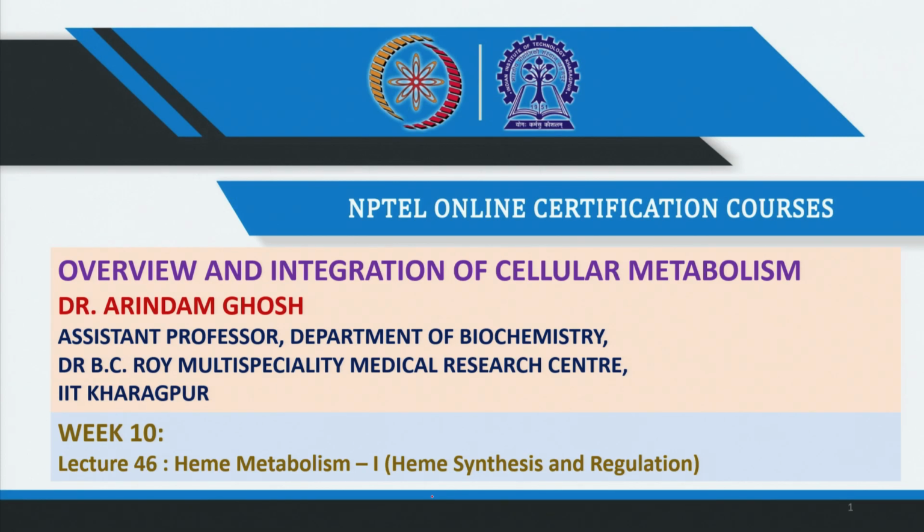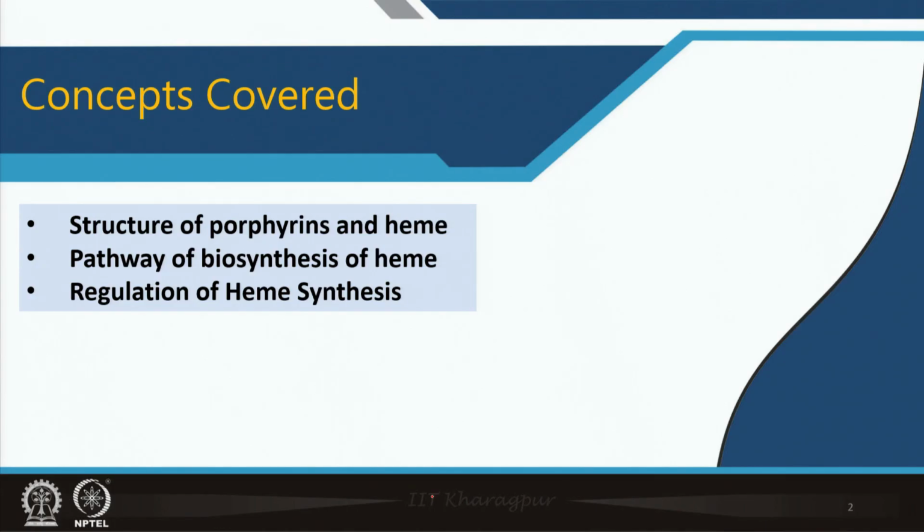So you might wonder why we are studying heme. This should raise your question. Whenever you see a topic you must ask why. Why will we be studying the structure of porphyrin and heme in this class? Why do we need to know the pathway of biosynthesis of heme? Why do we at all need to know the regulation of heme synthesis?